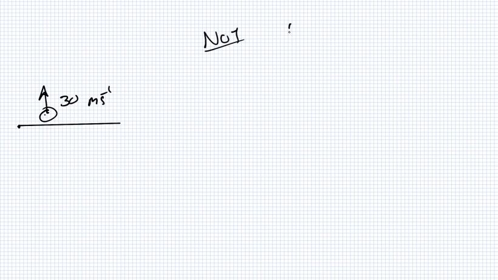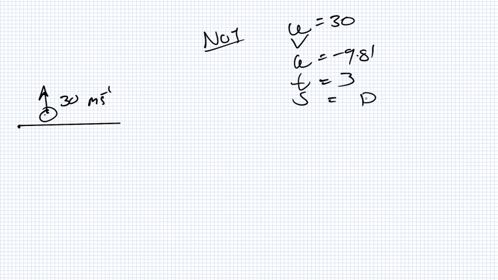A ball is thrown vertically upwards with a speed of 30 meters per second. And the question is, how far has the ball travelled after 3 seconds? So it's not necessarily going to be this. U is 30, A is minus 9.81, T is 3, and then the S, and we're done.